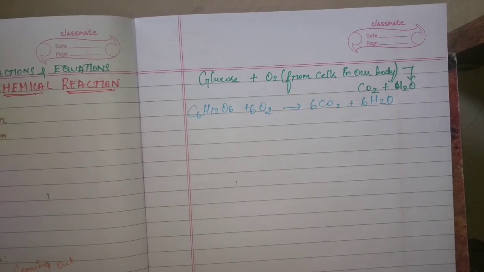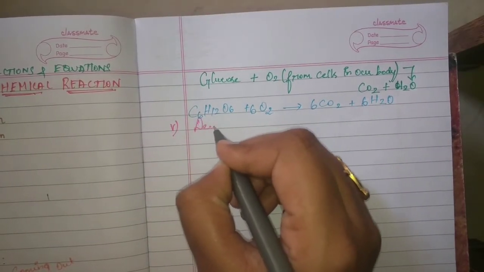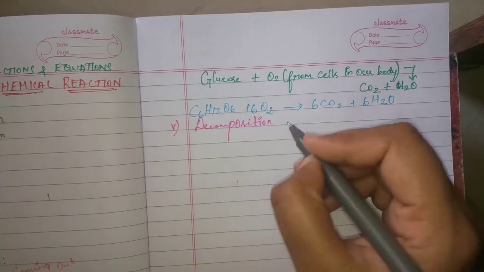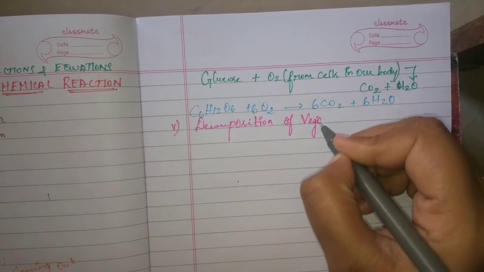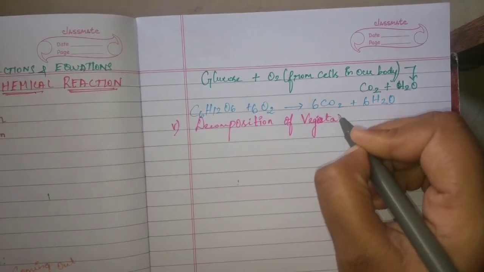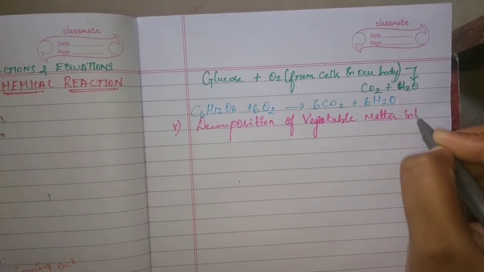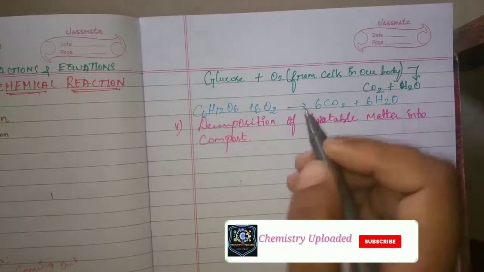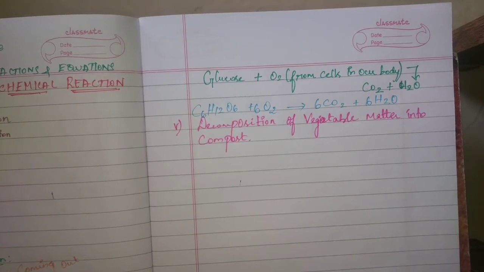This is also one example of exothermic. Decomposition of vegetable matter into compost. So these are the examples of exothermic reactions given in your book, students.